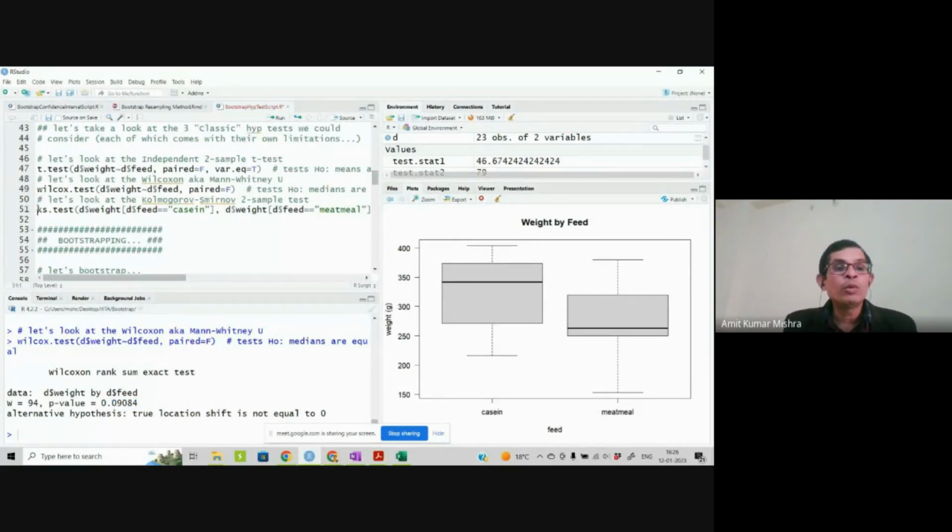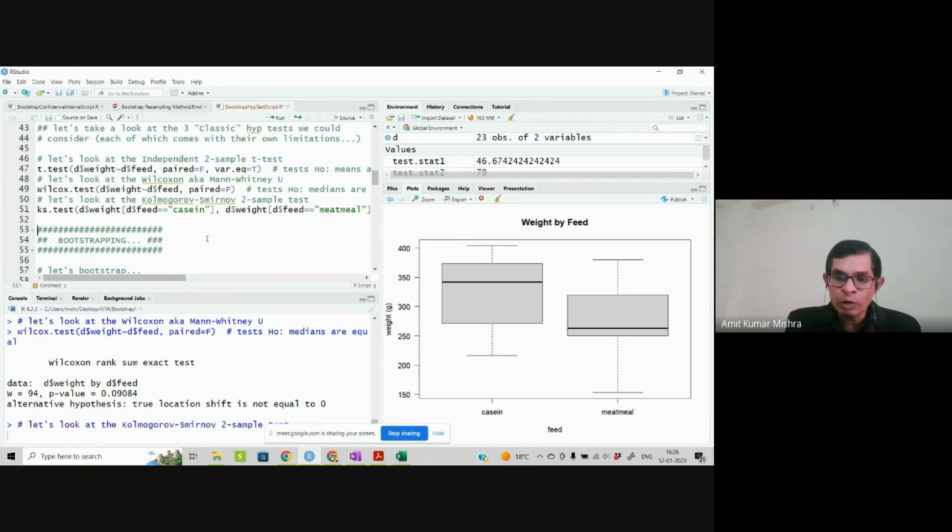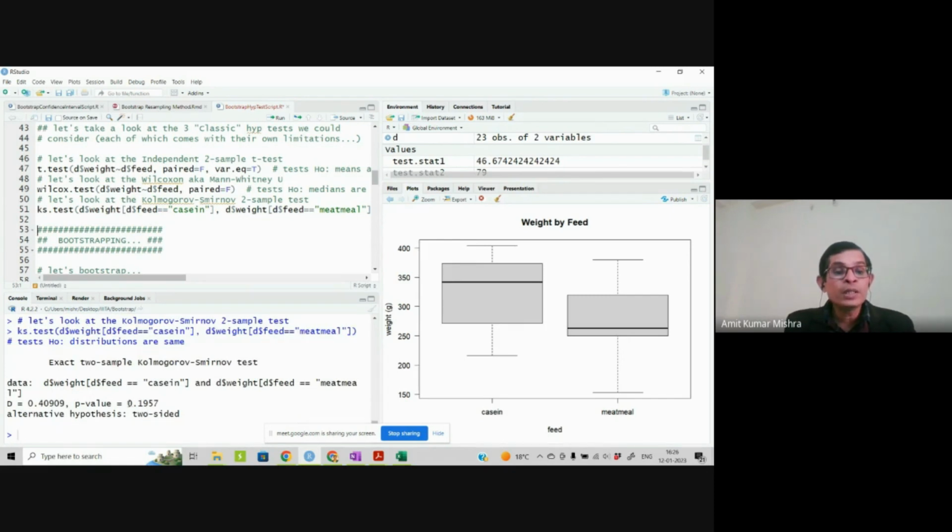And if you apply Kolmogorov, see, I am not focusing on these things much because they have been done in previous lectures. I will focus more upon the bootstrap. If you apply Kolmogorov-Smirnov, you can see the p-value is almost 20%. That means it is very high. So based upon all three tests, you cannot claim that the distributions are different.